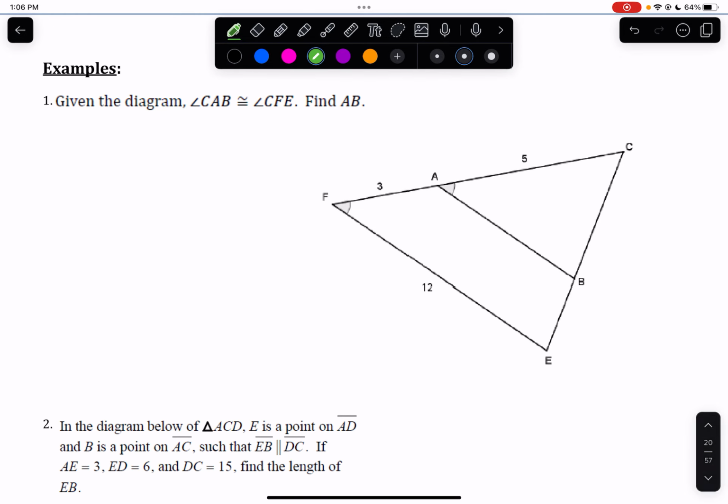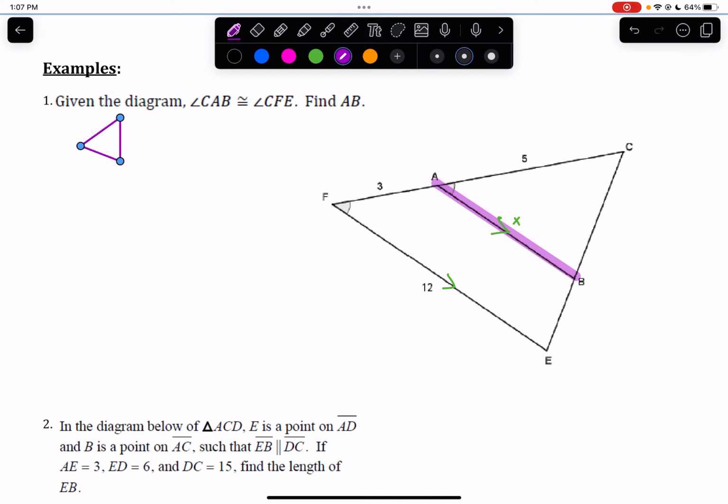Okay, so now, given the diagram, we're told that these two angles are congruent. Since those are corresponding angles, I know that the sides are parallel. So we want to find AB. If I'm looking at AB, AB is the bottom. So we're going to be looking at these two triangles separately as two similar triangles.